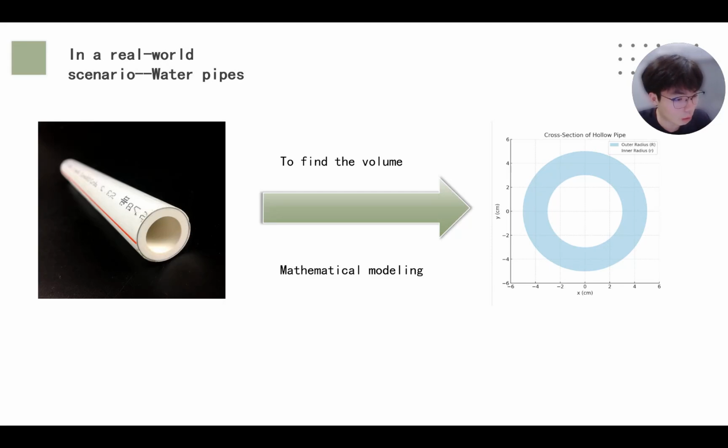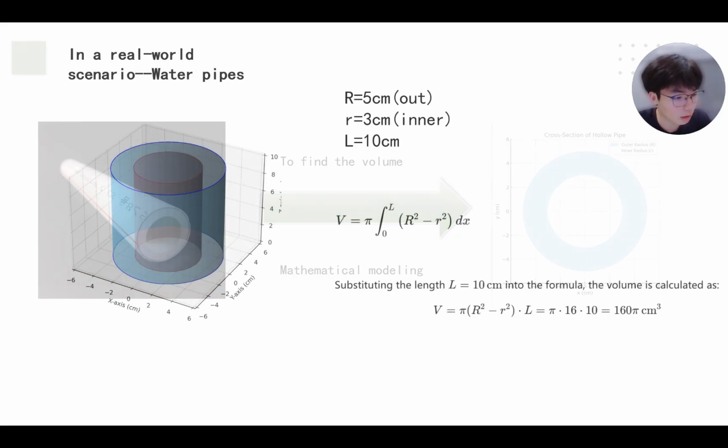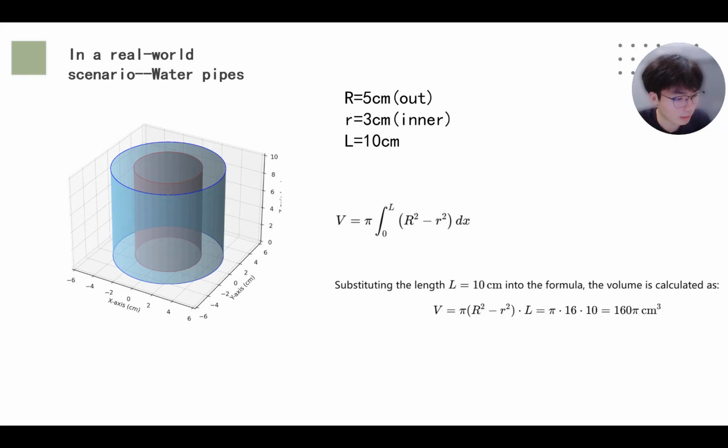If the outer radius is 5, the inner radius is 3, and the length of it is 10, the volume is pi times the integral from 0 to L of the quantity R outer squared minus R inner squared with respect to x. Then we can get the answer.